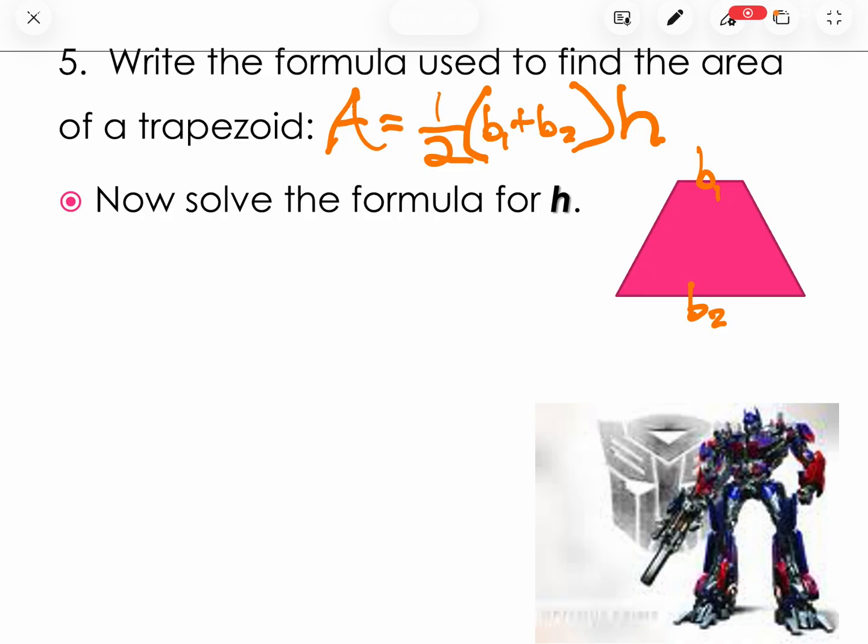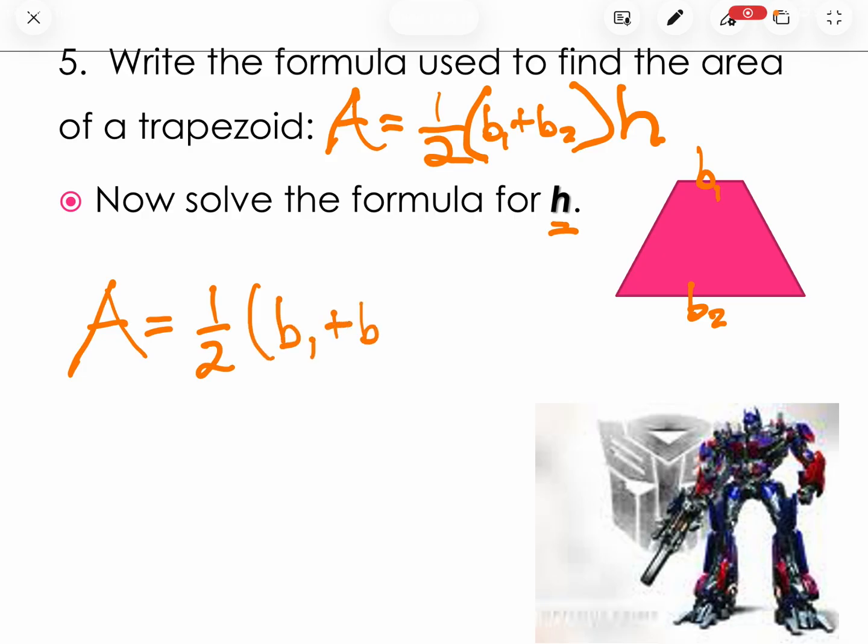It's just that in a trapezoid, there's 2 bases, and they're different. Right? In a parallelogram, the bases are the same. Still need the height. And I have to take half because I don't have the whole shape there. I only have a portion of it. Let's solve that for H. Write it down and let's decide what we need to do first.